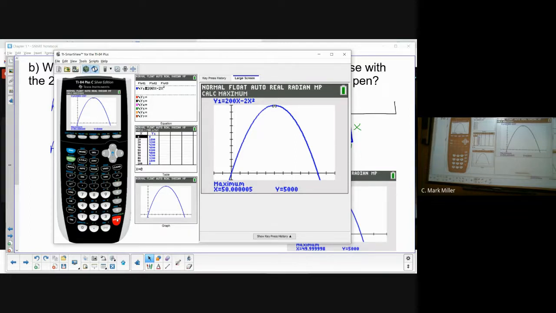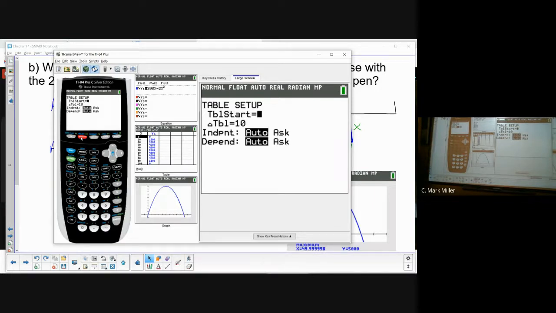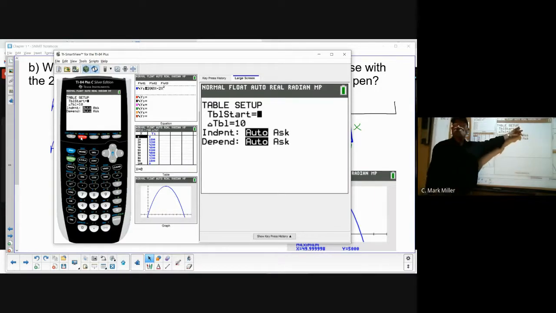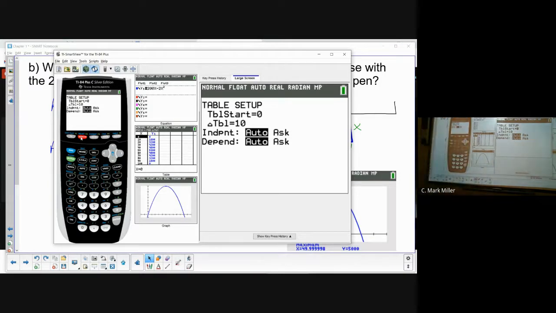Yes, sir. I can't figure out the window. Like, how do you decide what to put in the window? Okay. Well, as I was saying earlier, number one, look for your y-intercept. Make sure your y-intercept's included. Number 2, I would use the table. So your table settings go second table set, and put in 0 for table start, like I have here, and 10. Go up by 10, let's say. That will provide you some basic values.